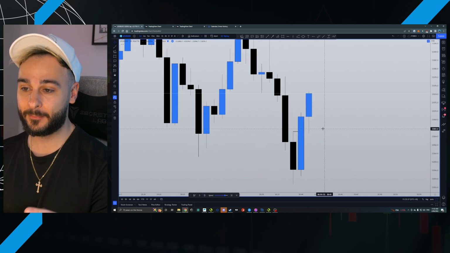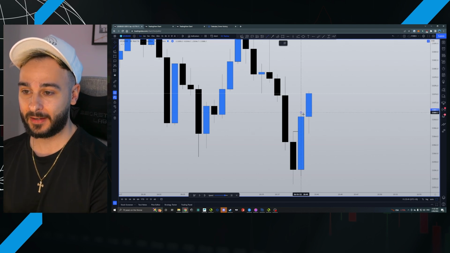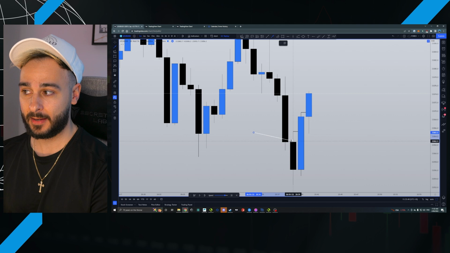I'll give you guys an example of an uptrend in a minute as well, so we're on the same page. And I'm trying not to leave anything out here. You see how this candle body broke above this candle's high, so this wick right here.